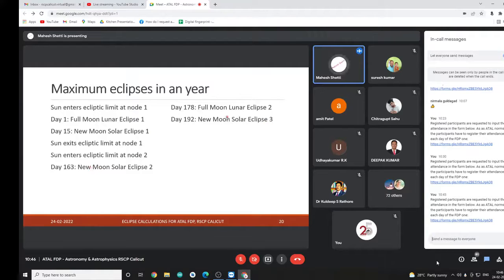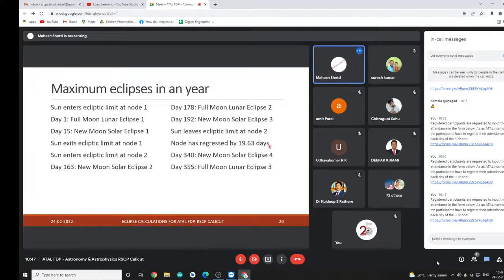The solar eclipse, lunar eclipse, solar eclipse pattern is repeated around that second node. Around the first node, the full moon was there, and the new moon was there. The second full moon was not possible. But new moon, full moon, new moon is going to be possible here. Now the Sun will leave the ecliptic limit at node 2. But again, the node has regressed by 19.63 days, and therefore on day 340, the new moon solar eclipse will take place. On day 355, the full moon will be there and a lunar eclipse will take place.